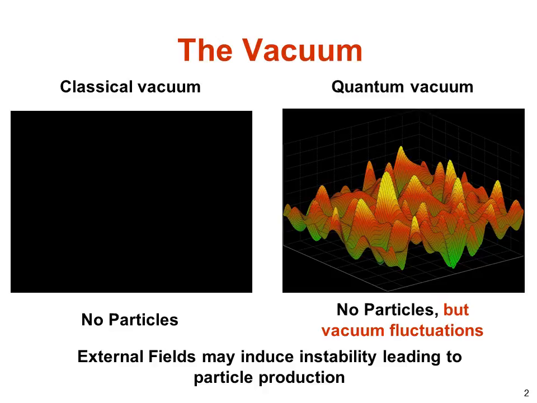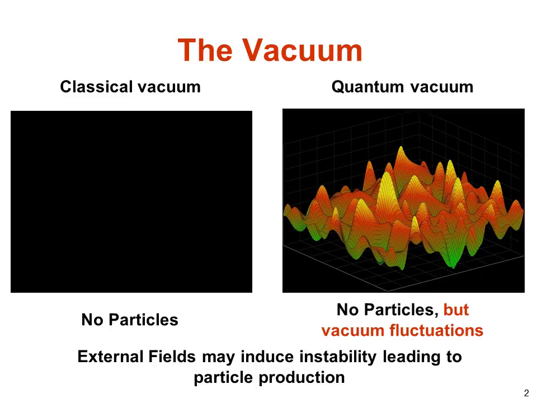In a quantum theory, this is different. The ground state still contains no particles. However, the vacuum fluctuates permanently, which can be interpreted as virtual particle-antiparticle pairs that spontaneously appear and disappear. Whereas the ground state of an isolated system is stable, external fields may destabilize this quantum state.